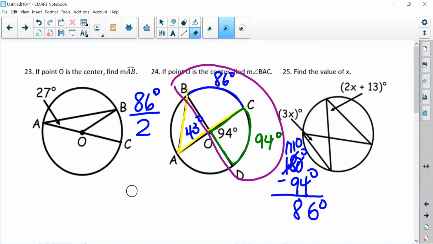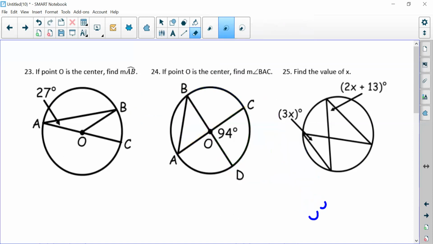All right, let's slide on to question number 25. Number 25 asks us to find the value of x. What your diagram has highlighted is they're telling us that this angle right here has a measure of 3x, and this angle right here has a measure of 2x plus 3. Y'all look, both of these angles are inscribed because their vertex is on the circle.